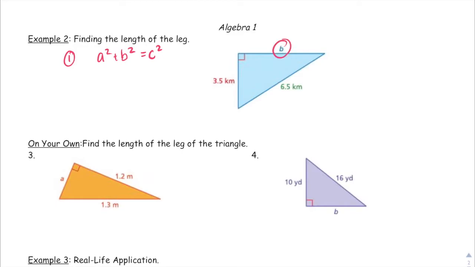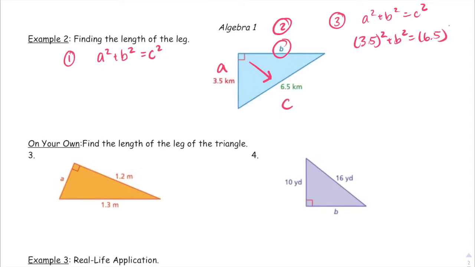Okay, now let's label my points. Well, if this is A, then this must be, or excuse me, that's B, this must be A, and this is C, right? Whatever is opposite of my right angle is always going to be my hypotenuse. So now I label that. So step number 2. Step number 3, let's plug it in. So a squared plus b squared equals c squared. A squared is, let's see, 3.5 squared plus b squared equals 6.5 squared.